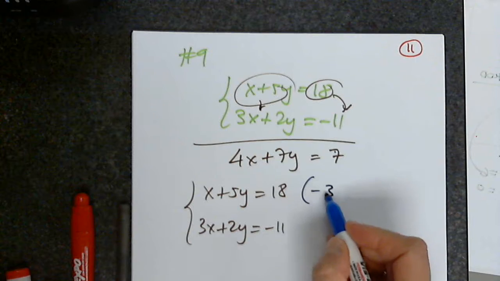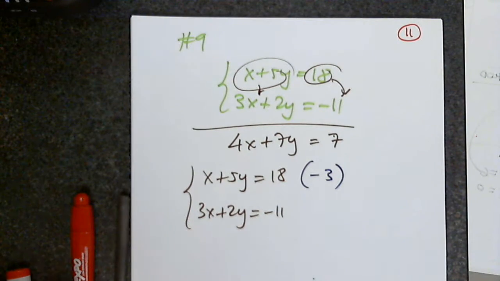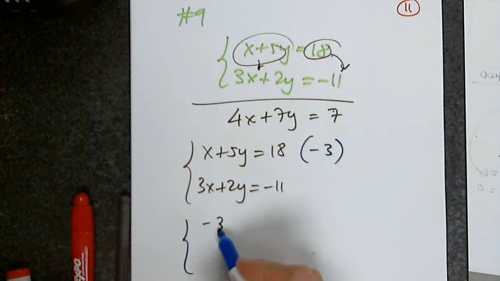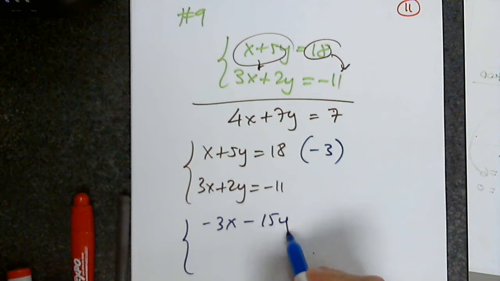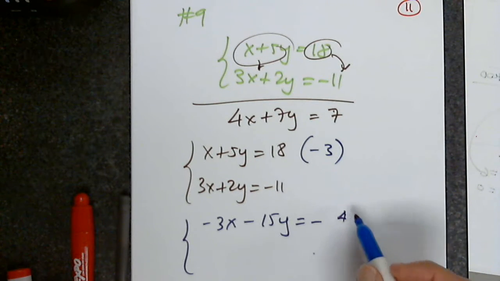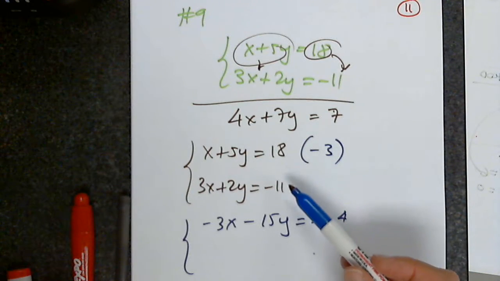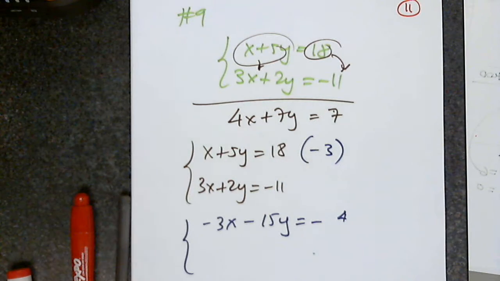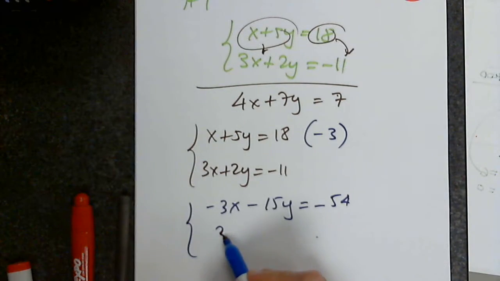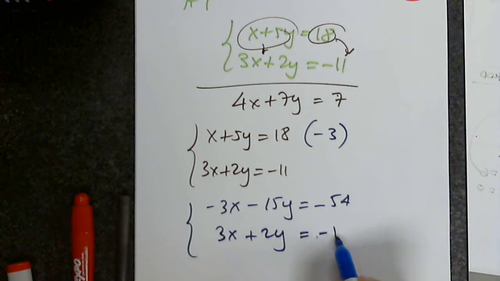Absolutely. I will multiply the first equation, both sides, of course, everything by -3. I'm allowed to do that. I will not change the solution. So negative 3x minus 15y equals negative 18. Now I copy the second equation, 3x plus 2y equals negative 11.